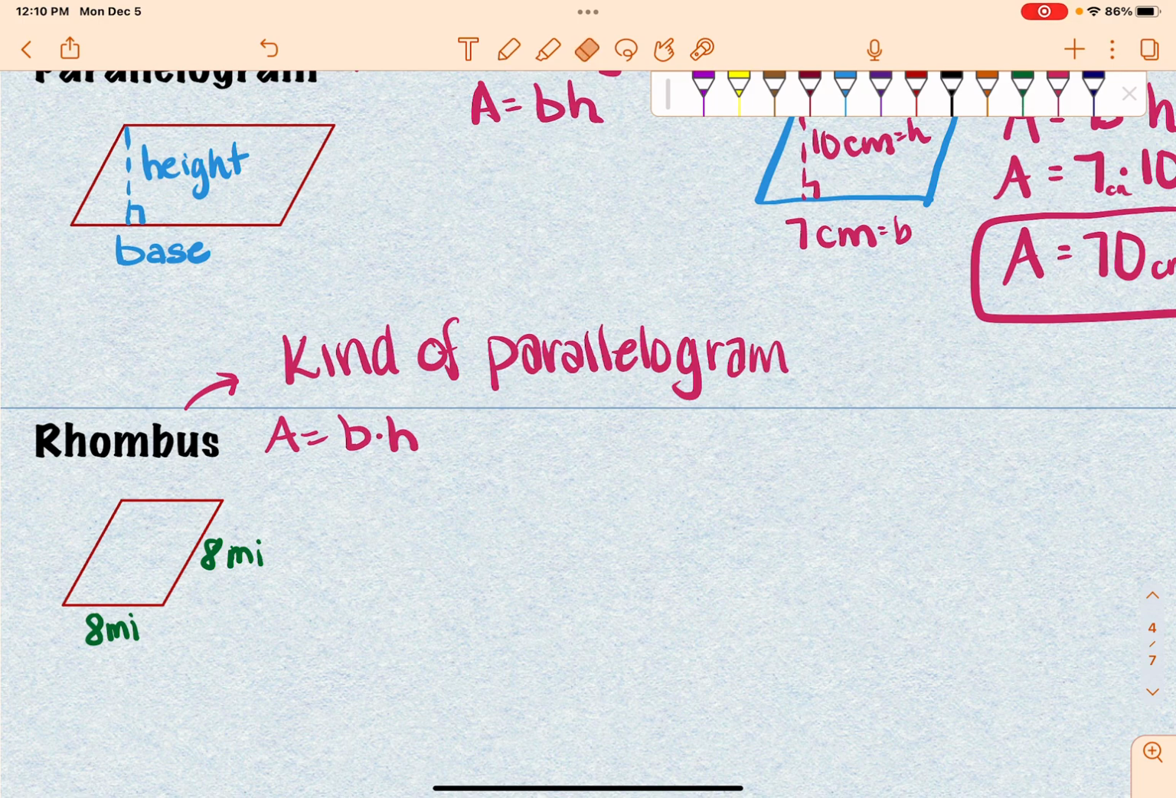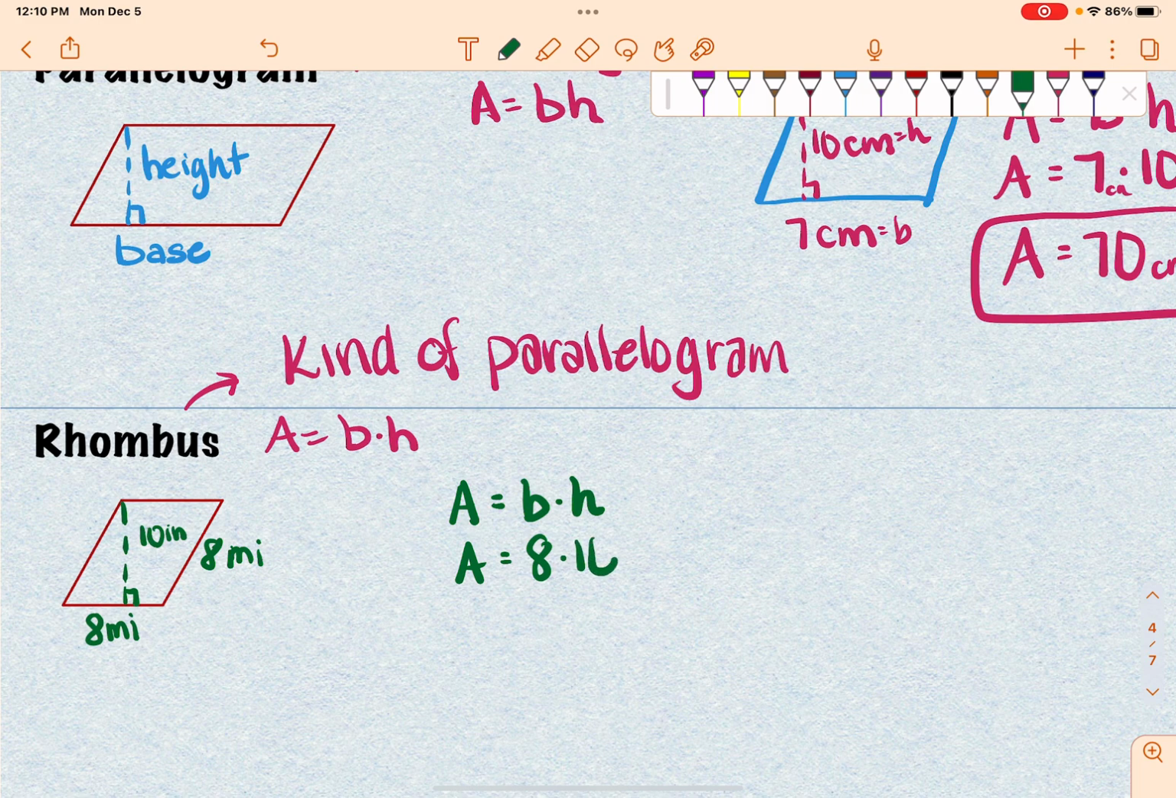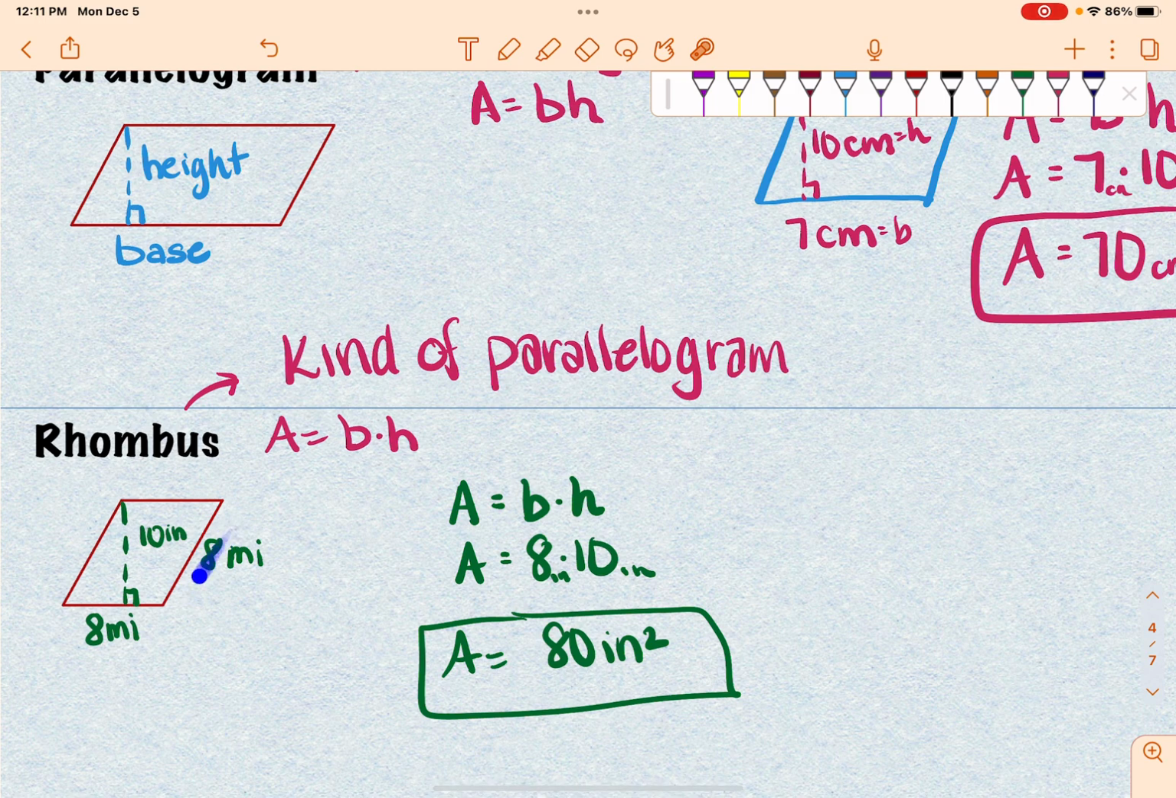Okay, the difference for us is, remember, you are still going to have to find that height. So let's say our height was 10 inches. So that means the area is going to be base times height. So my base is 8 and my height is 10. And both inches. So this is going to be 80 inches squared. So again, even though you know this measurement out here is 8, you have to use the height and you have to use the base.